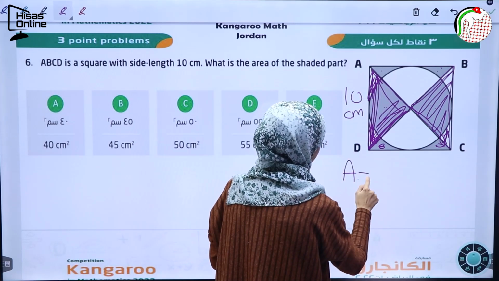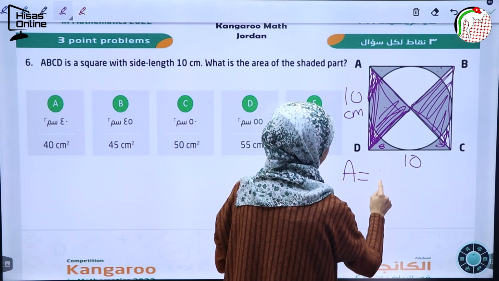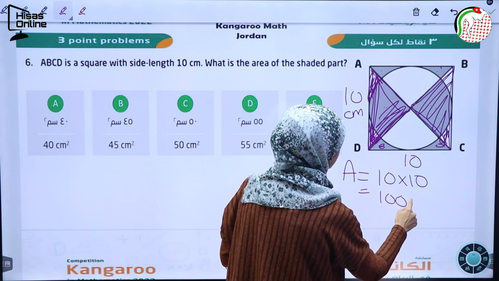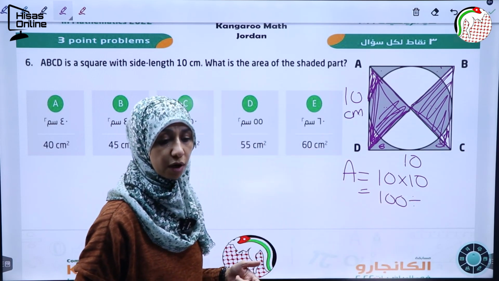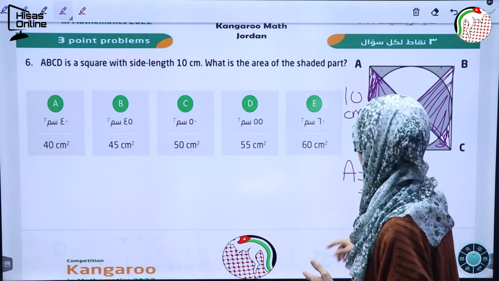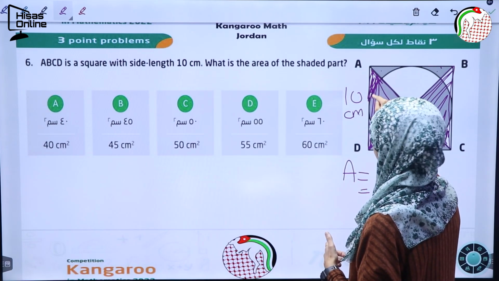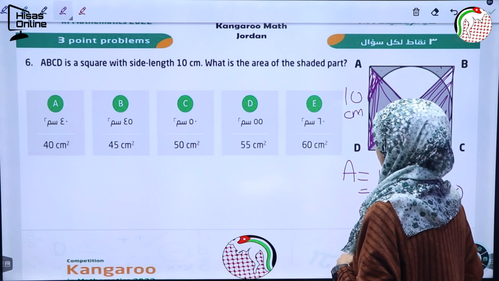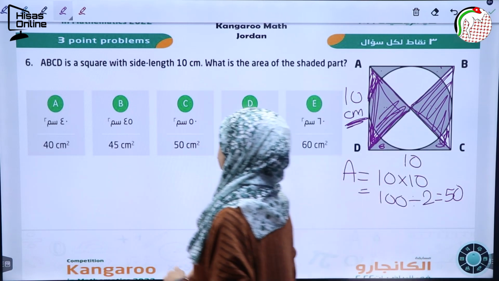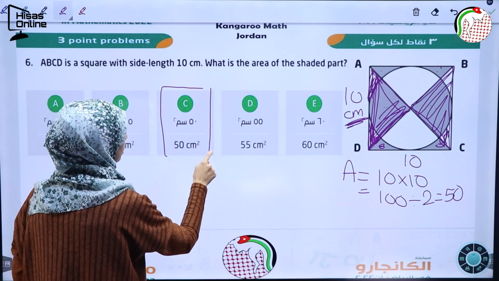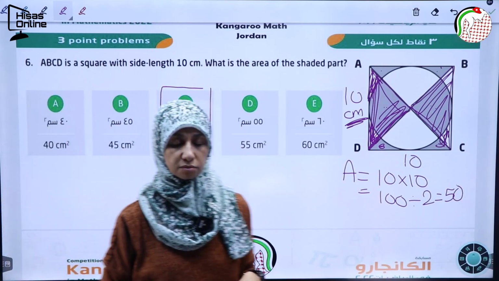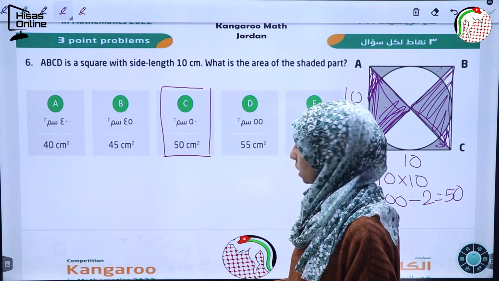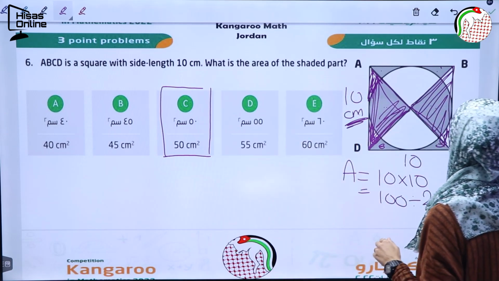So easily we can find the area, which is 10 times 10 equals 100, and this 100 needs to be divided by 2, because we said this is half of the area of the square, which is 50, and the measuring unit is square centimeters, so C would be the right answer, 50 square centimeters. Now, let's move to the next question, which is question 7.